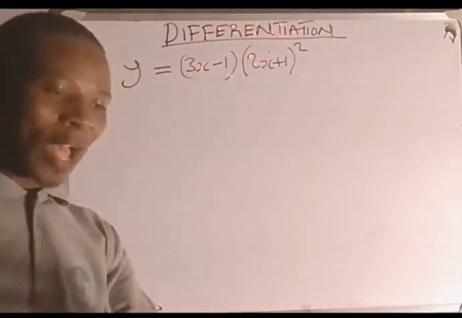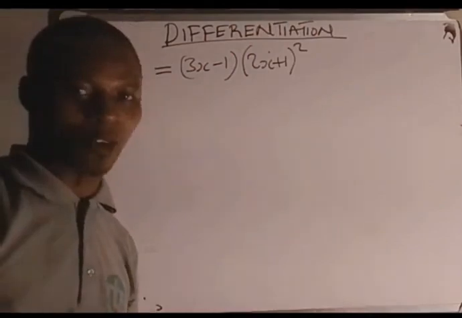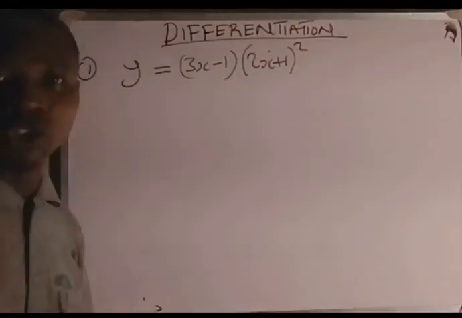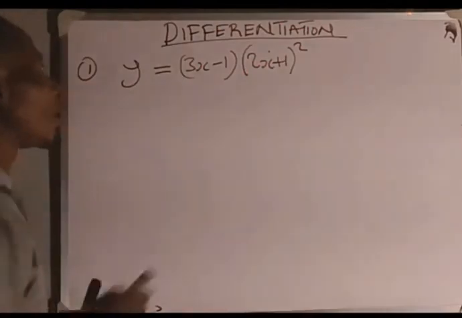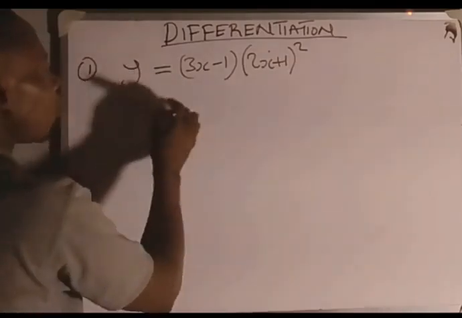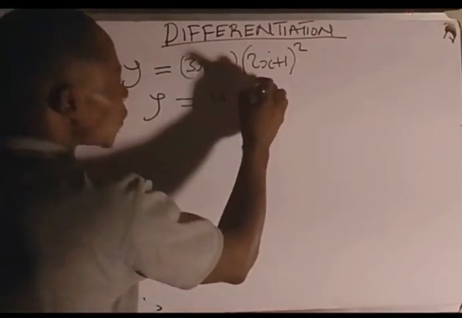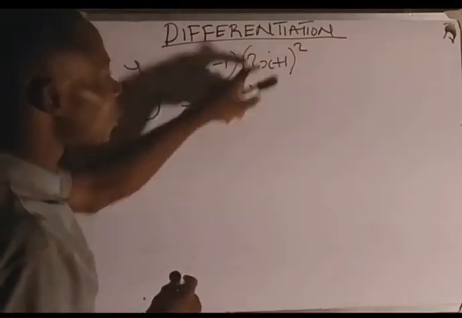If you have a question like this, how do we solve this kind of problem? It looks intimidating at times, but it shouldn't be. So for us to solve this one, I have derived a formula. This question is in the form of y equals u times v. So by implication, u is equal to this, v is equal to this.